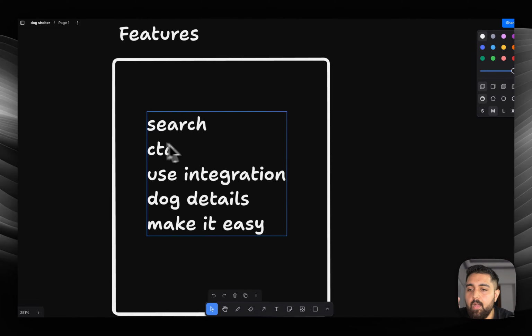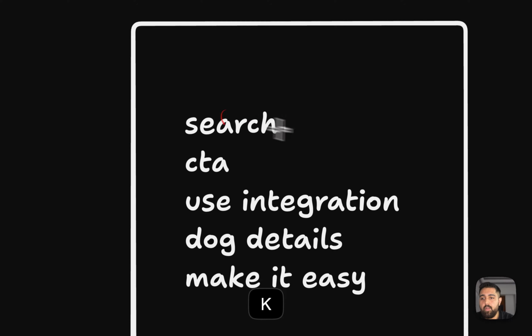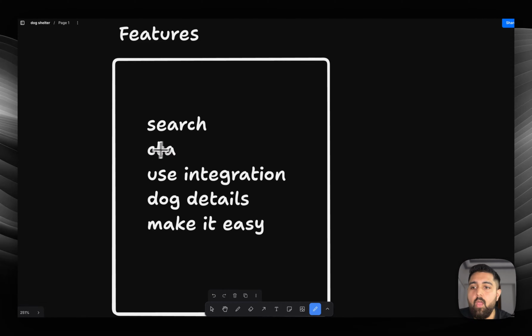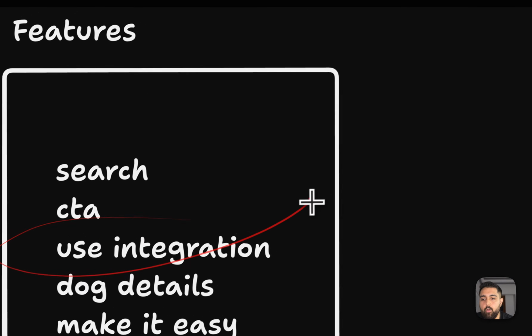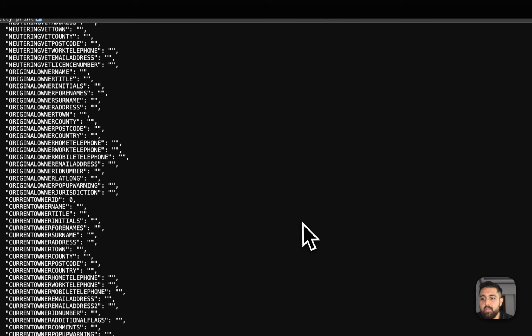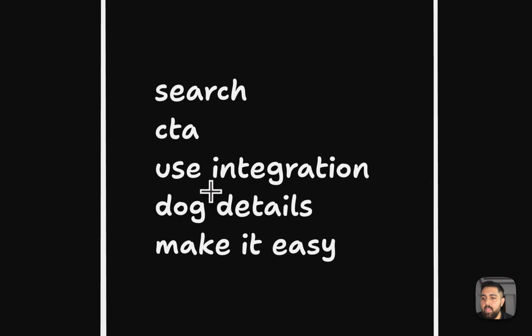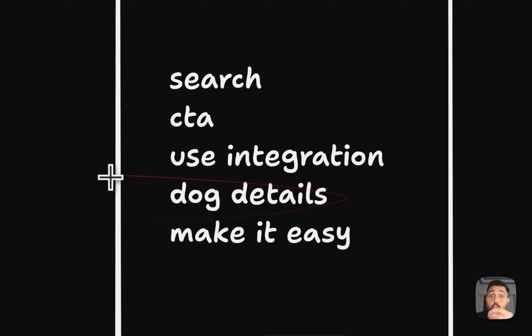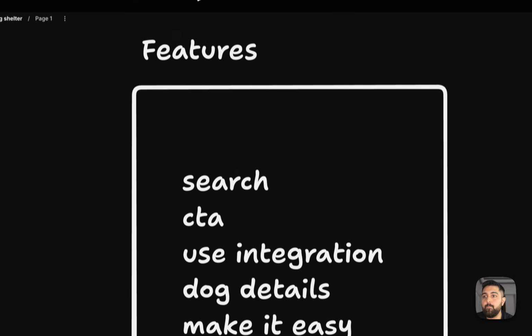So I was like, okay, search is a problem, all right? Search is a problem. There was no clear CTA. Let's say I liked the dog, right? And I thought he was really cute. He or she was really cute. What can I do? I would have to email them. Can you imagine how hard that would be? Okay, and then I also wanted to use their existing integration because this was obviously amazing, all right? I also wanted to have a good way to look at the dog details, right? And I wanted to make it super easy.